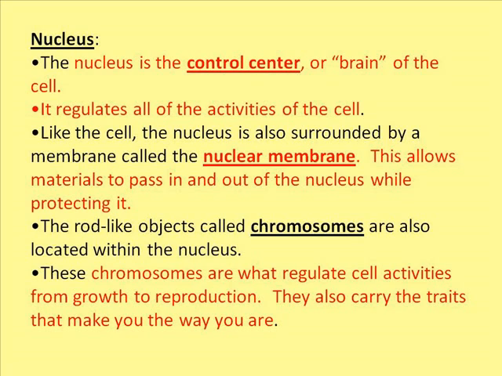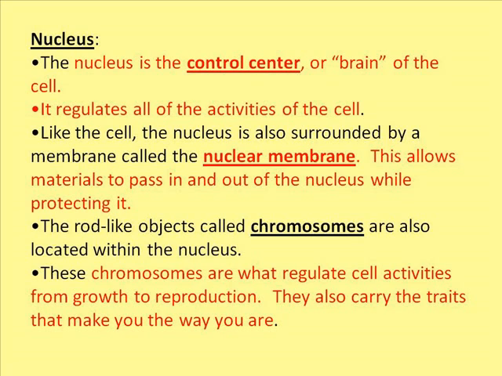Now, going further, more towards the center of the cell, we have a couple of cell parts here that are going to be found inside of the main part that I'm going to talk about. The main part is the nucleus, and you'll see a picture of the nucleus on the next slide. But the nucleus is going to be the control center or the brain of the cell. This is going to regulate all of the activities of a cell.